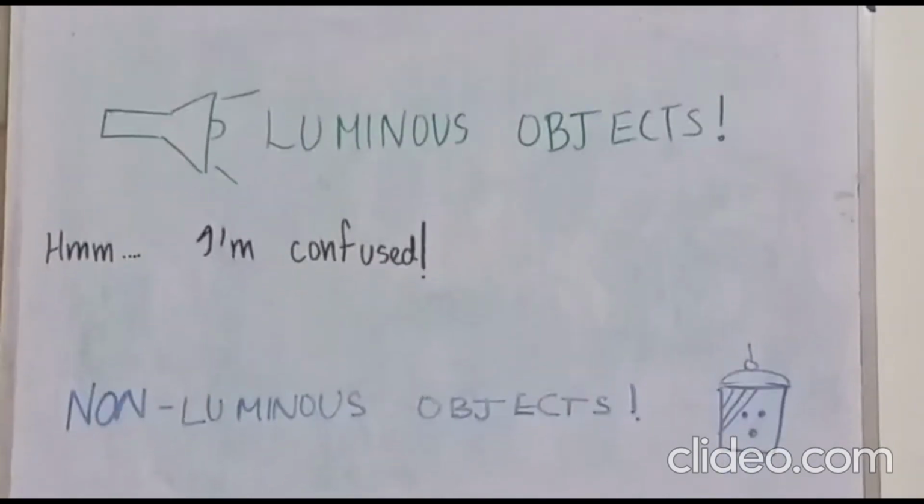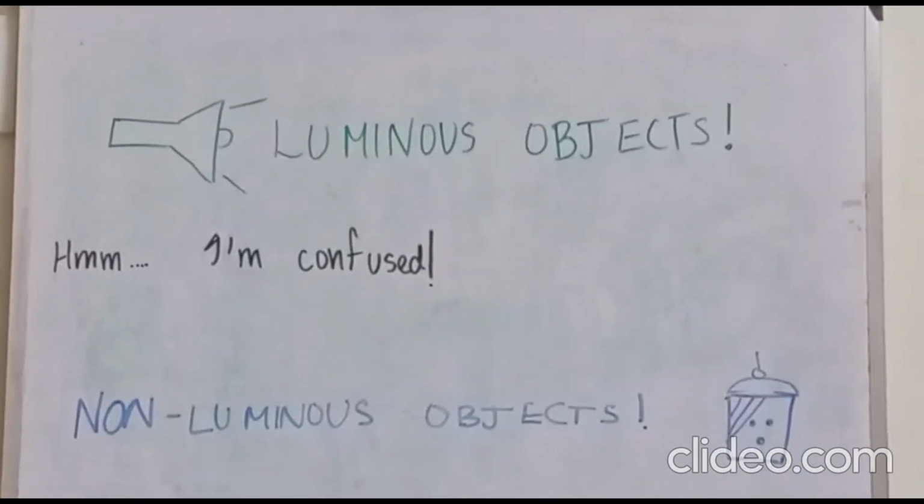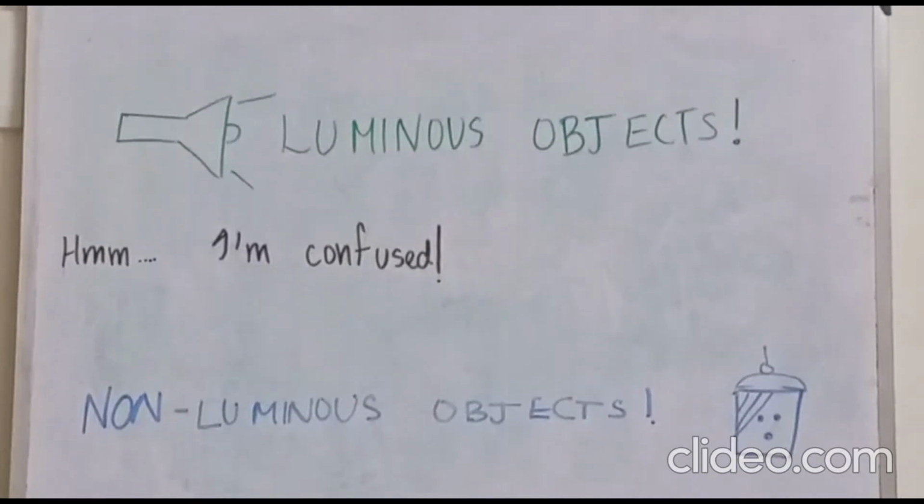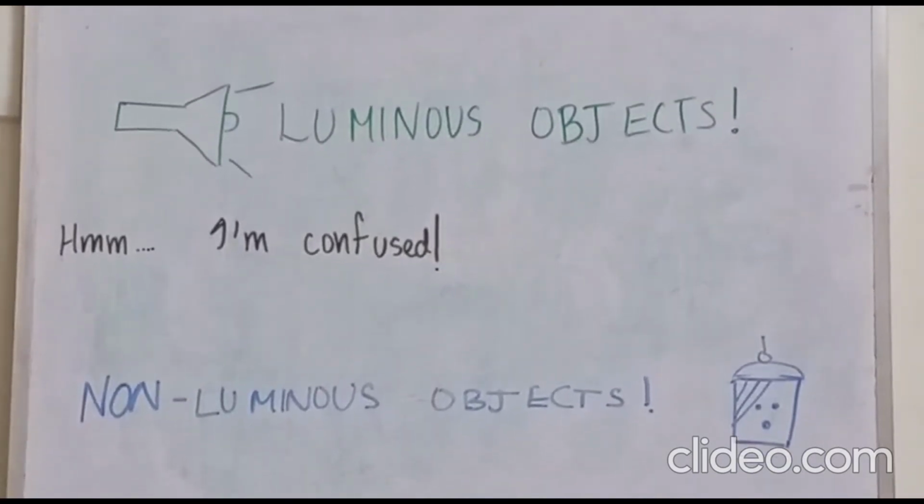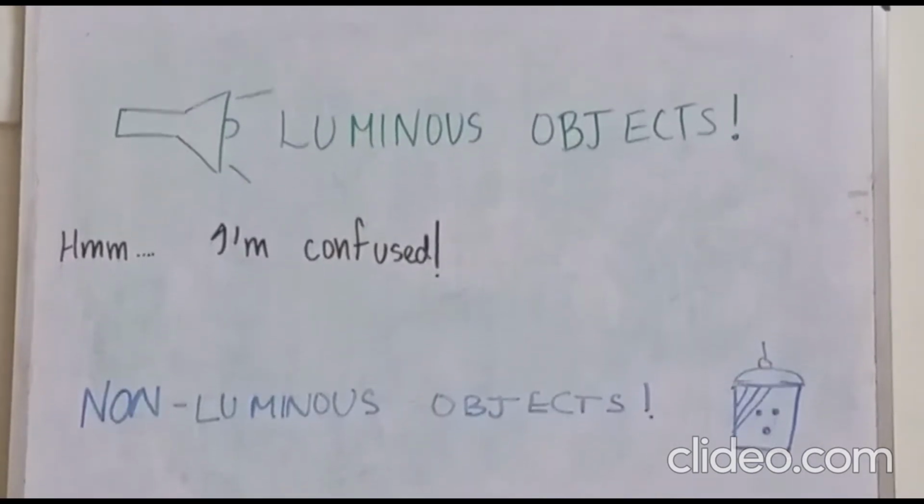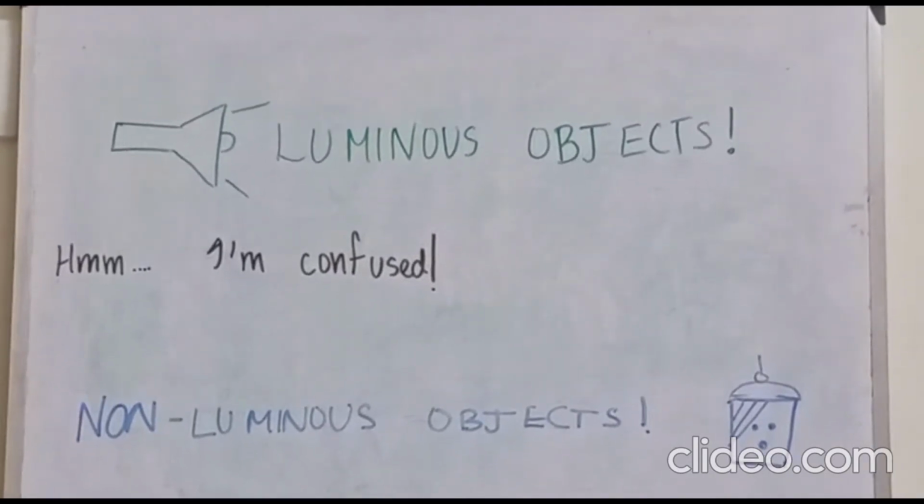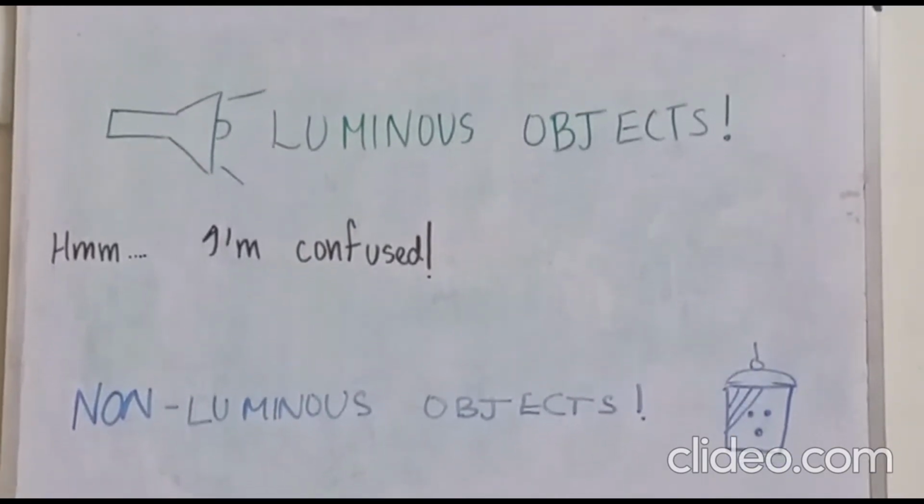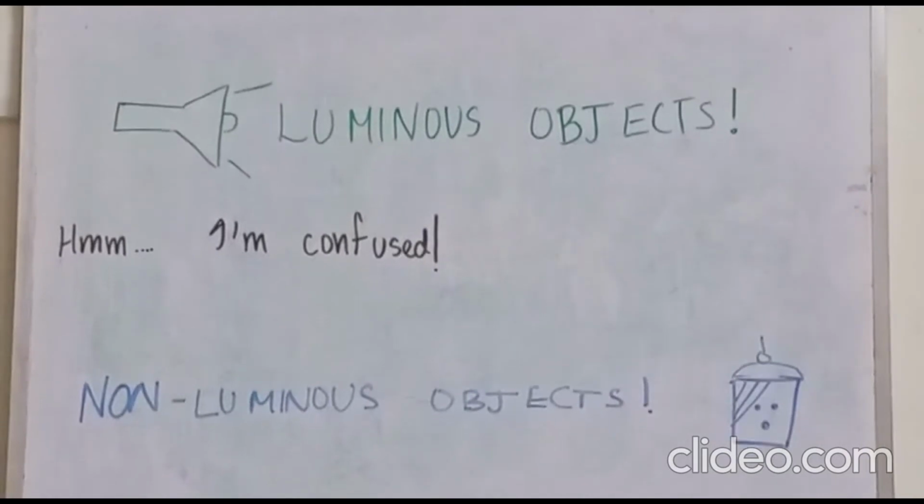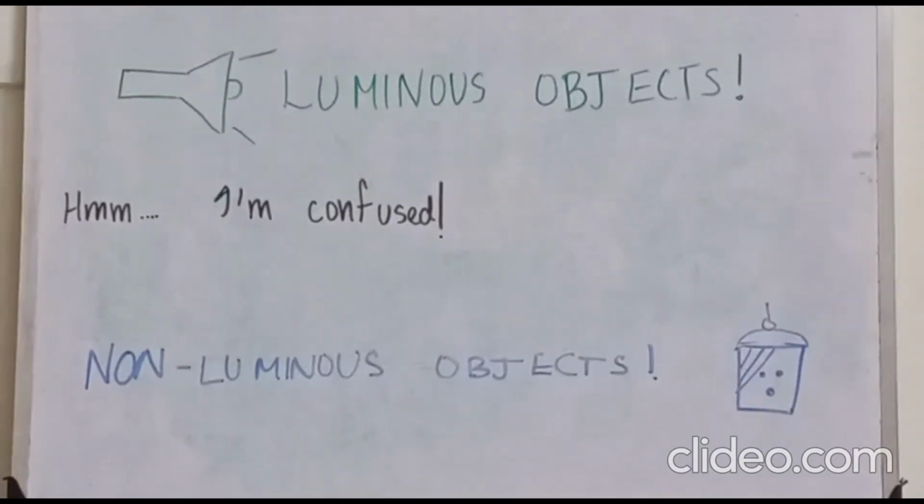So let me quickly tell you what luminous objects are and what non-luminous objects are. Luminous objects are objects that produce light. For example, the sun. Non-luminous objects are objects that cannot produce light. For example, an ice cream.